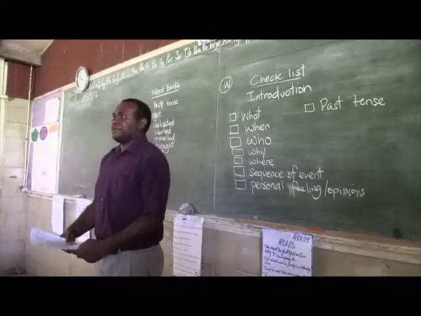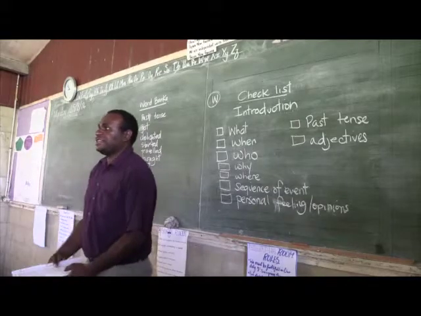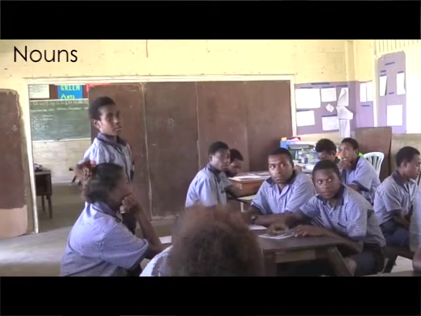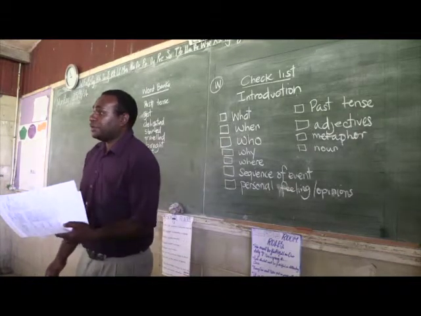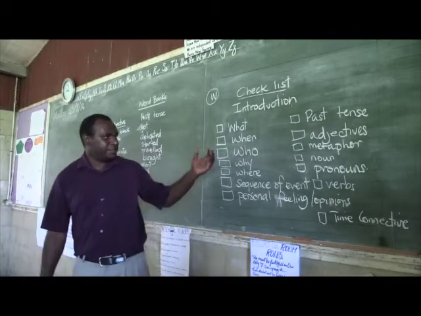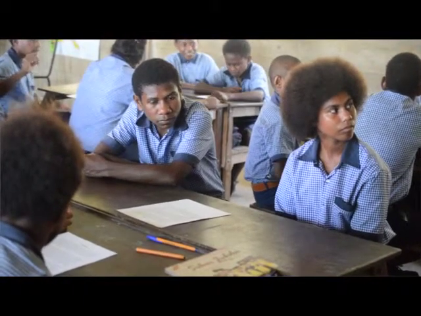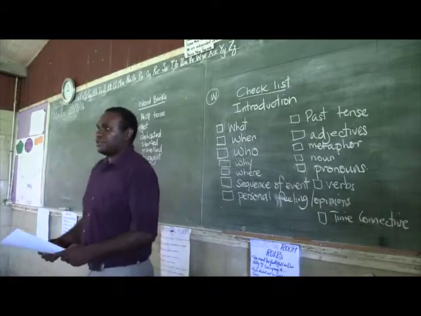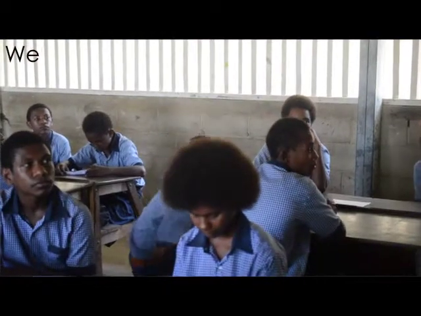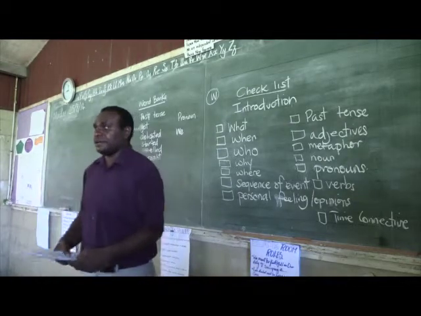What are some of the words again you can find in this text? Adjectives. What else can you see in this text? Nouns. Very good. There's a particular type of noun. What is that? Pronoun. We have the checklist here, and there are these pronouns. Pronouns refer to people in the text. Can you give me some examples of pronouns used in the story? We. Very good. What else can you find in there that is also a pronoun?